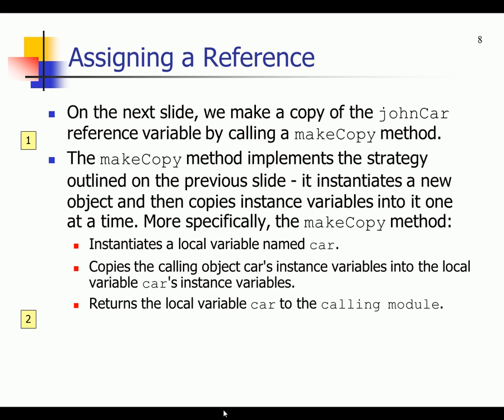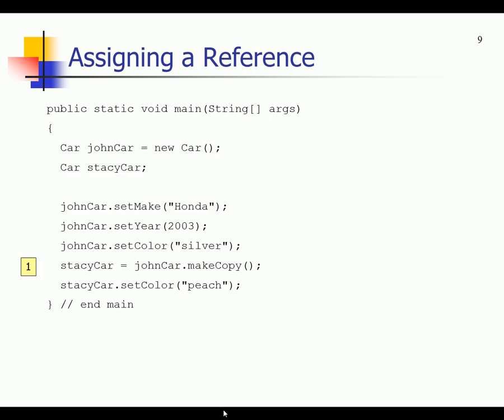How does make copy work? Well, it instantiates a local variable named car, so it makes a new temporary variable inside there called car. It's going to hold it. Then it copies the values into it, then it returns it, which we'll see. Okay, let's look at this. All right, here's our main method. Again, this is not the make copy method yet. Okay? So we have the new John car and we have Stacy car. What's Stacy car equal to right here? Nothing. We will be buying Stacy a car. That's all we did. Haven't given her one yet.